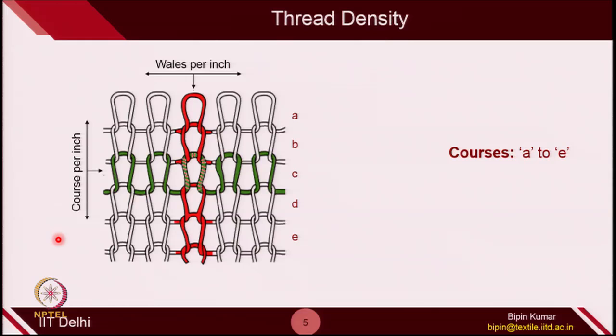Apart from courses per inch, we also have wales per inch. So if you see there are 5 columns, and you measure the horizontal distance and divide the number of wales by the total length occupied by the fabric, then we can get wales per inch for a fabric structure. Okay.